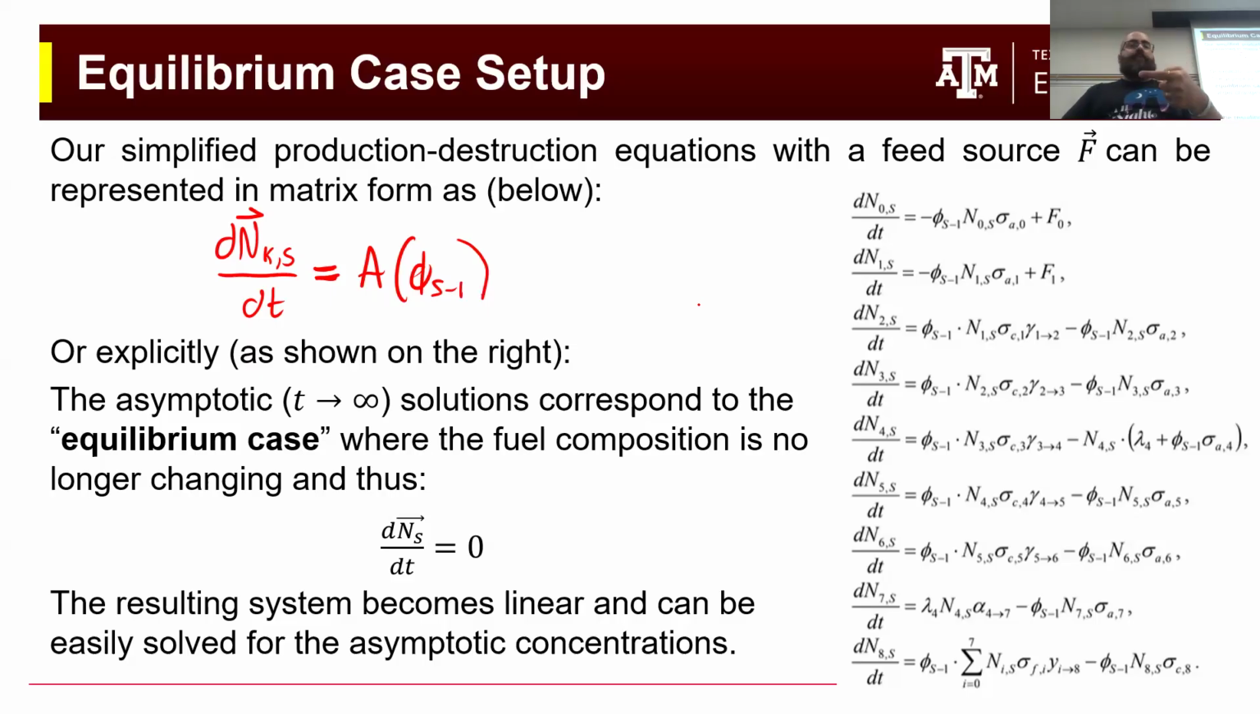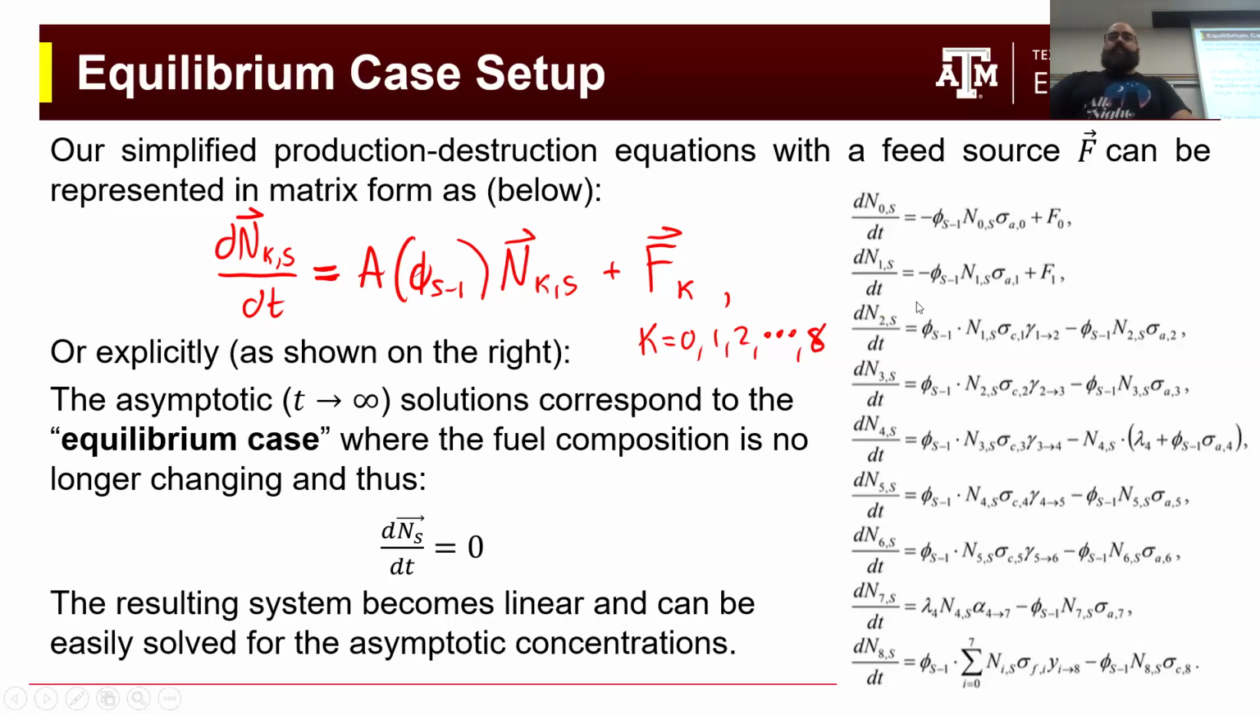Coefficient matrix times the column vector of my concentrations, times my nuclide concentration vector, and then plus my feed source vector of k. And in this case, that goes from k equals 0, 1, 2, all the way up to 8 in this example. So that's just how you could compactly write all of these equations as a matrix.